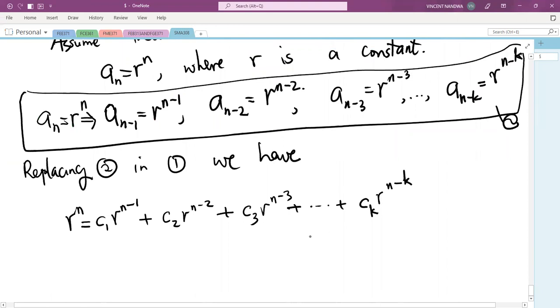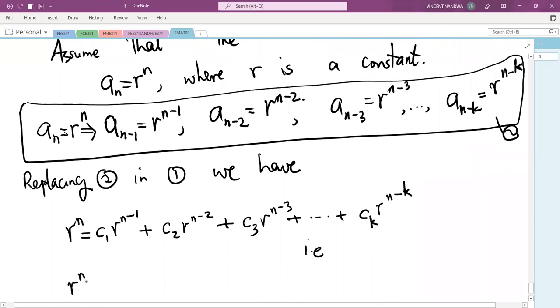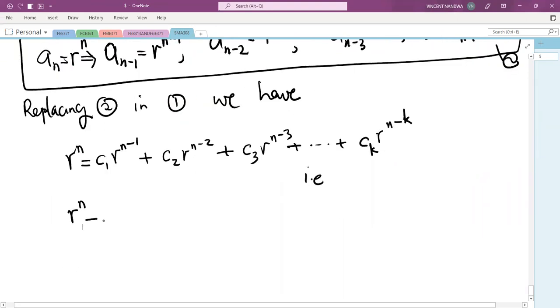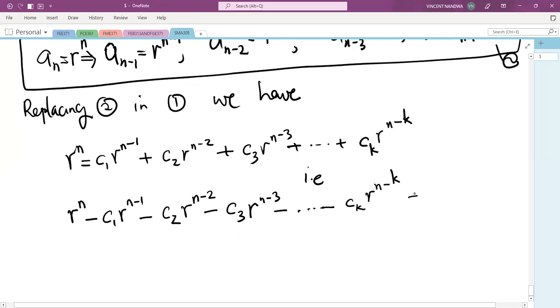So taking everything to the left-hand side of this equation, I'll get r^n minus c_1 r^{n-1} minus c_2 r^{n-2} minus c_3 r^{n-3} minus c_k r^{n-k} equals 0. That's what I get by taking every term to the left-hand side.